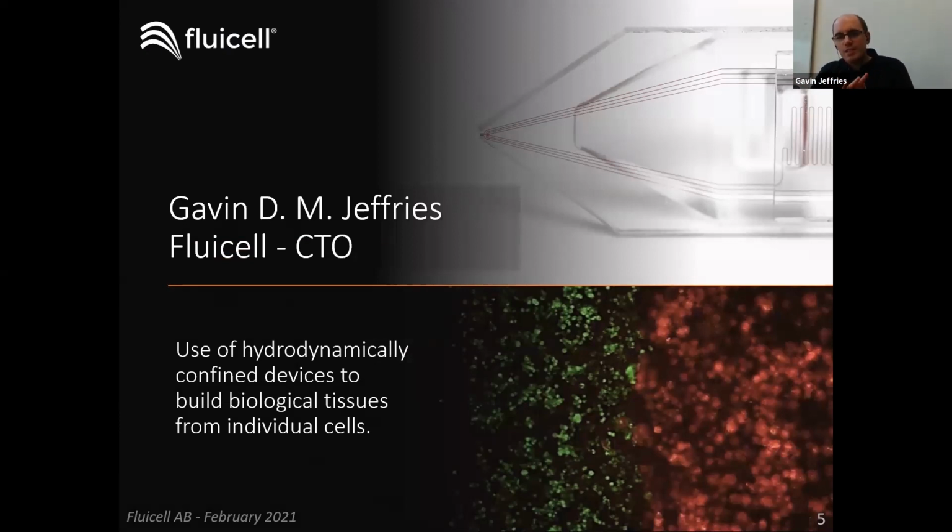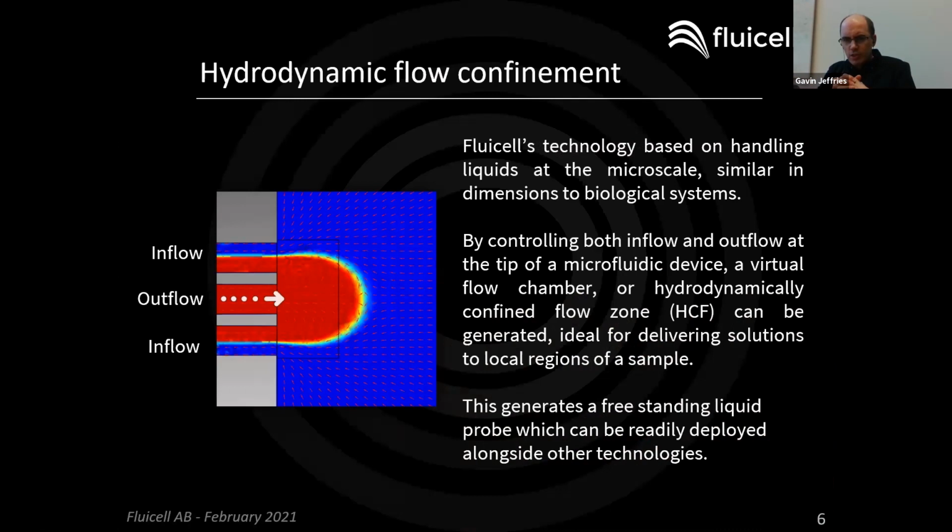I'm very pleased to say I've spent almost 20 years now designing approaches to handle and interrogate biology at the individual cell level. In this presentation, I hope to demonstrate how Fluicell employs a technology called hydrodynamically confined flow to build biological tissues from individual cells. I also hope to demonstrate a breadth of possibilities for patterning tissues and controlling the microenvironment in which these cells are housed. Firstly, I have to explain a little about what hydrodynamic confinement is.